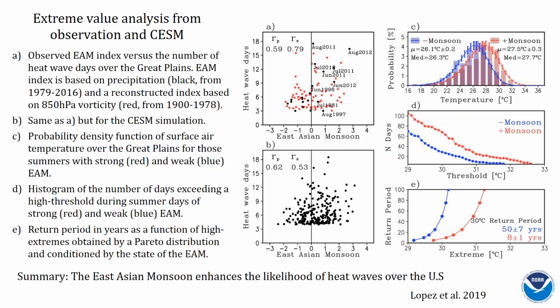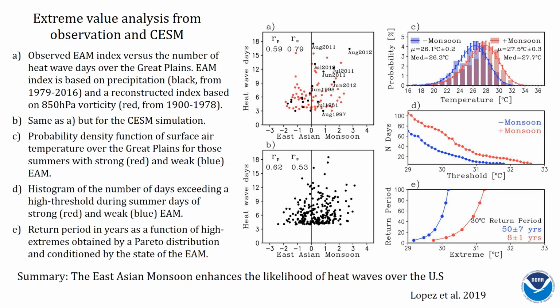Now, the more fun part, the statistical analysis. We validate the hypothesis doing the model experiment, but we want to look at the statistics as well. From observation, panel A, and from model, panel B. This is CESM now, the fully coupled model. This is a scatter diagram of the East Asian monsoon index versus the number of heat wave days over the Great Plains. It's not clear cut. You don't have a linear relationship. I'm not expecting to see a linear relationship because there's nothing linear about a precipitation index like the East Asian monsoon. And I'm not expecting the number of heat wave days to be linear either, because these are indexed from the tail of the distribution.